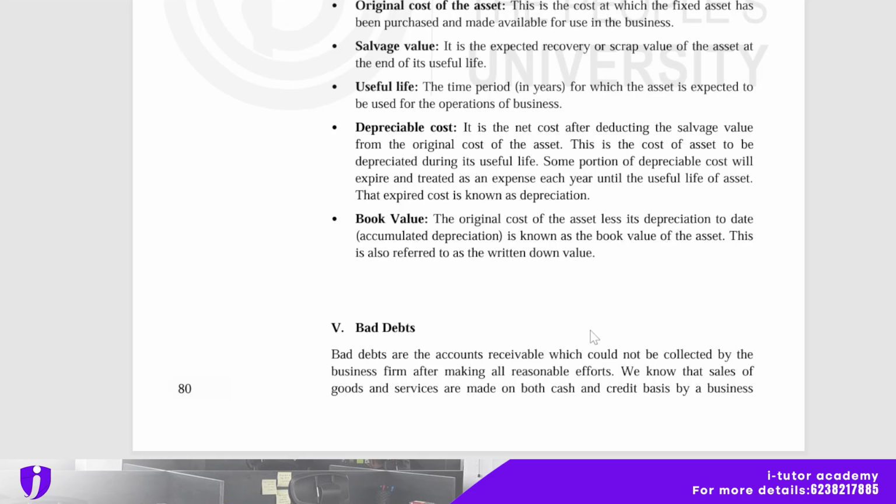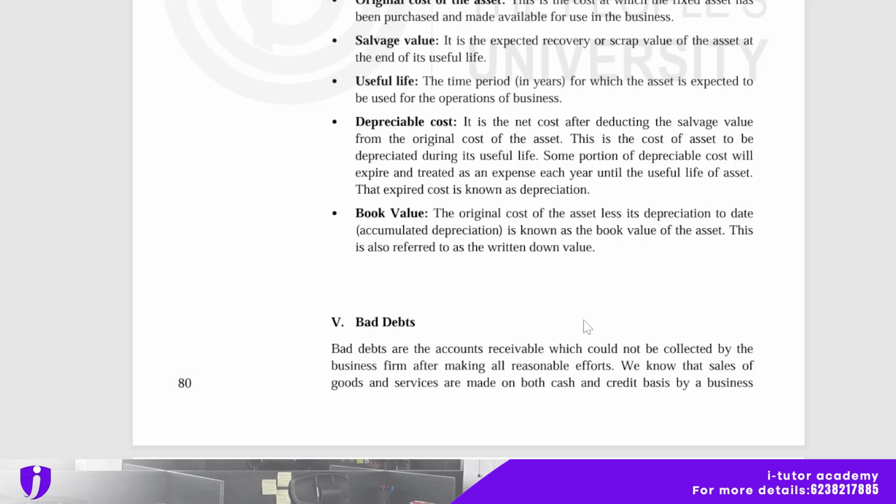Book value: the original cost of the asset less its accumulated depreciation to date is known as the book value of the asset. This is also referred to as the written down value.